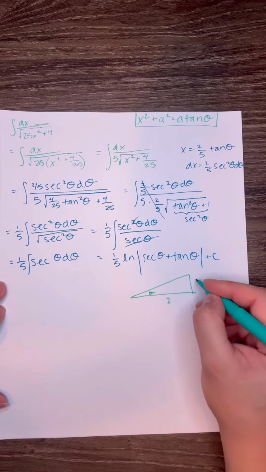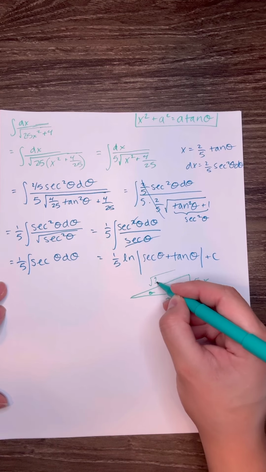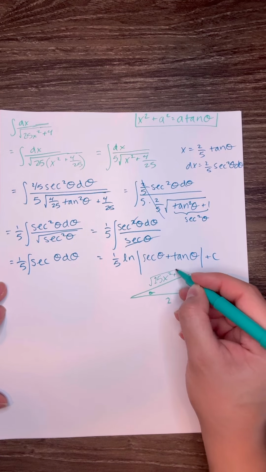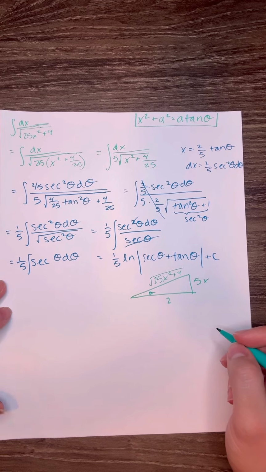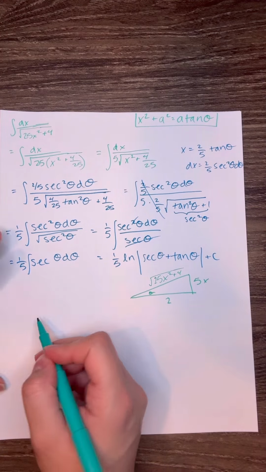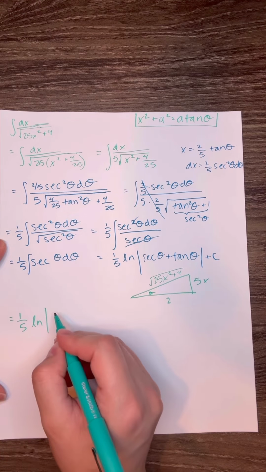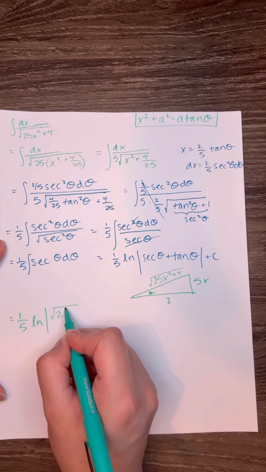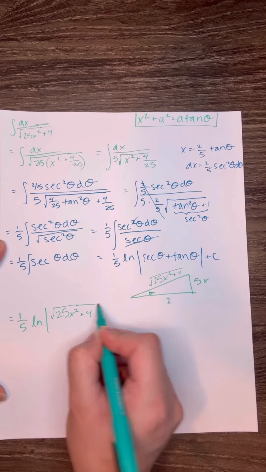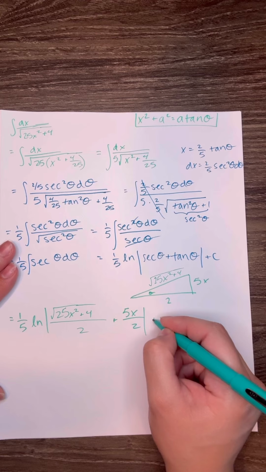Now we need to get back to terms of x because we started with our integral in terms of x. We'll do this by using a right triangle and using SOHCAHTOA. We already know that x equals 2/5 tangent theta, but if we want to isolate tangent theta, it'll leave us with 5x over 2 equals tangent theta. Tangent theta is equal to opposite over adjacent, so we'll put our 5x on the side opposite of our theta on the right triangle, and our 2 on the side adjacent to our theta.